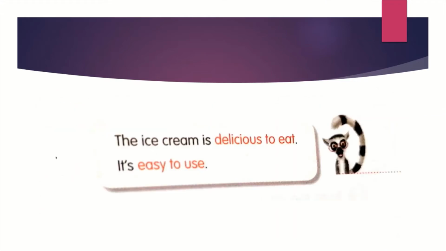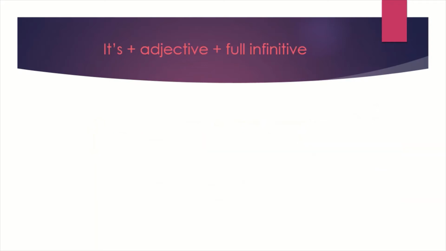Okay? Now let's move to the structure of sentences that we have on top of page 87, the grammar box. We have 2 sentences. The ice cream is delicious to eat. It is easy to use. Let's have a look at the structure of these. It's plus adjective plus full infinitive.